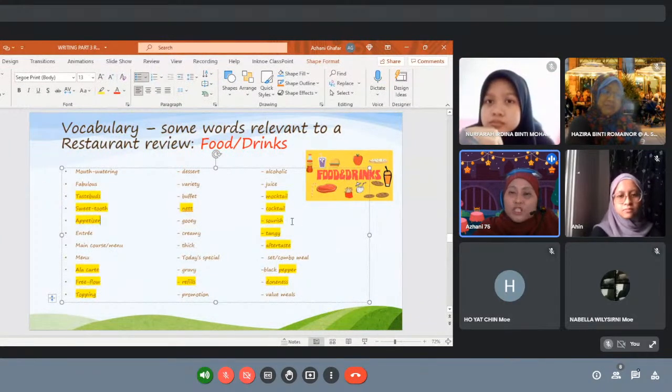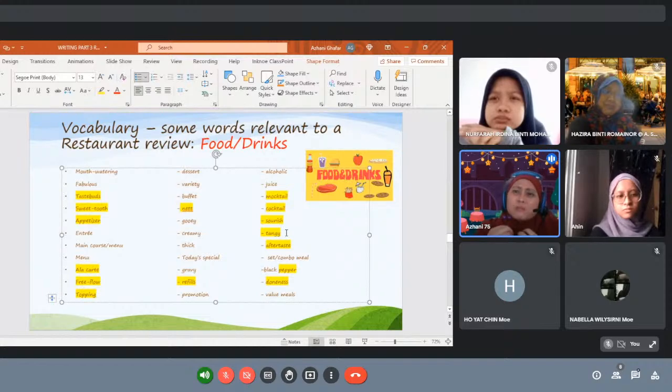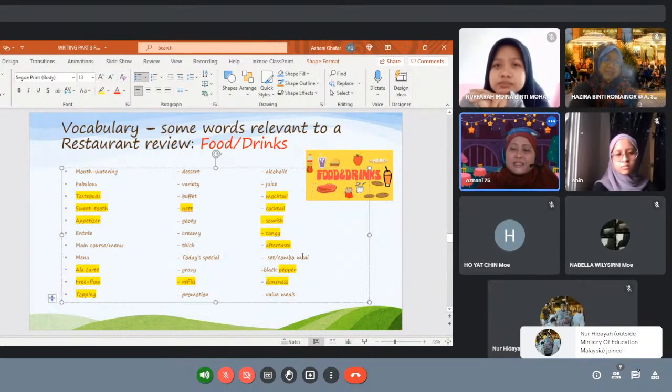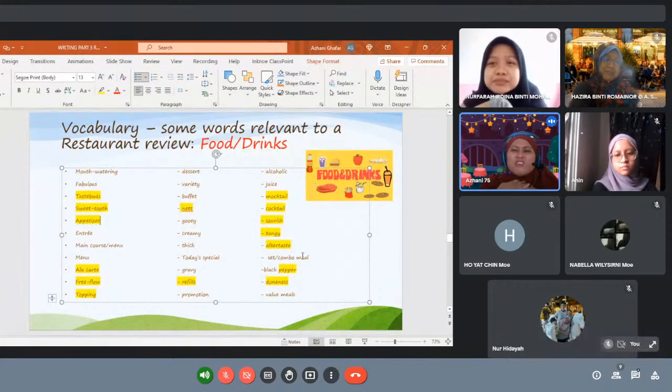Sourish. That means the food tastes sour, masam-masam. Tangy. Tangy is something like tajam. It's like, for example, lemon. The taste of lemon is tangy. Aftertaste. That means after you've eaten, there's something lingering in your throat. You can feel something burning, or you can feel fiery, after you ate some sambal.